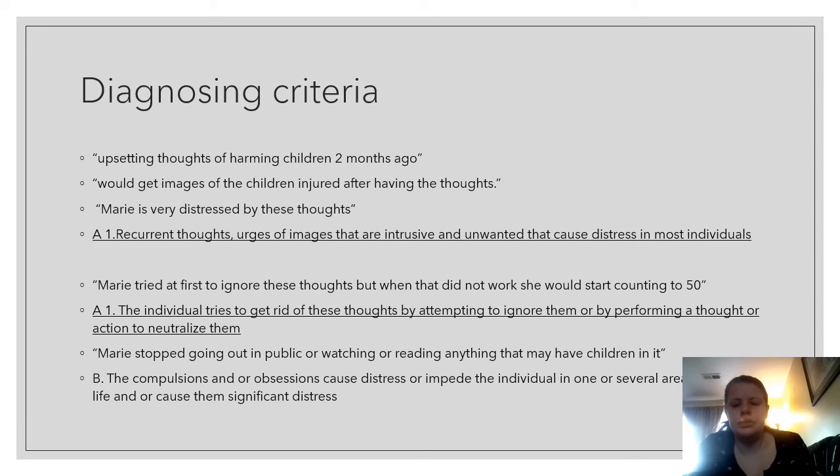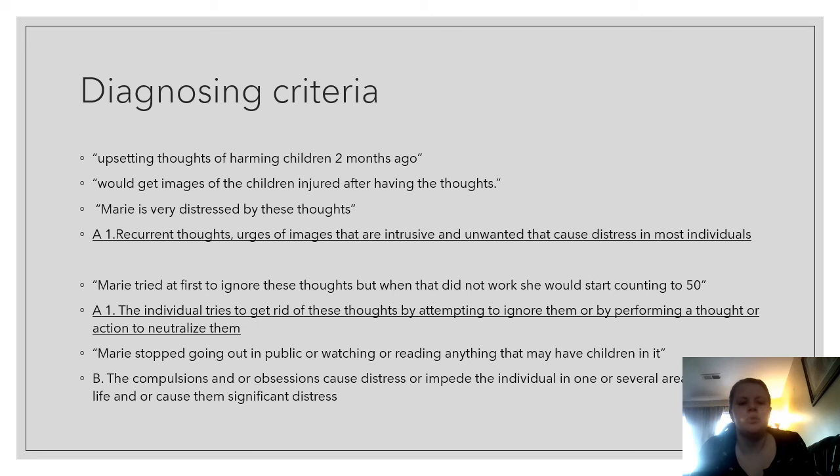So, diagnostic criteria, pulling out things that I put in my vignette. So, upsetting thoughts of harming children starting 2 months ago, would get images of the children injured after having the thoughts, and Marie is very distressed by these thoughts. All meet the criterion for obsessions. So A1 under obsessions would be recurrent thoughts, urges, or images that are intrusive and unwanted that cause distress in most individuals. So she is getting both the thoughts and the images.